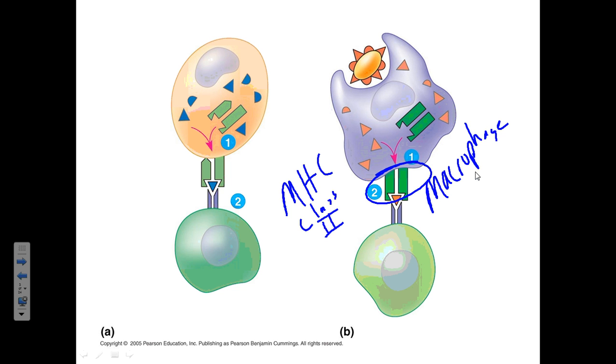What's the process of taking those antigens and putting them on the outside called? What's the process where the cell takes the piece of the virus and holds it up out there? What's that called? Antigen presentation. So the MHC class 2 is a piece of a macrophage that carries out this process of antigen presentation.